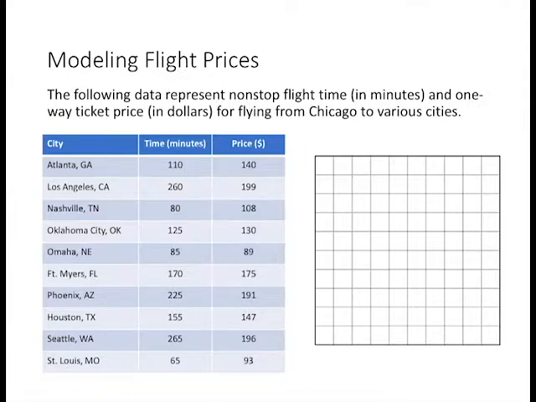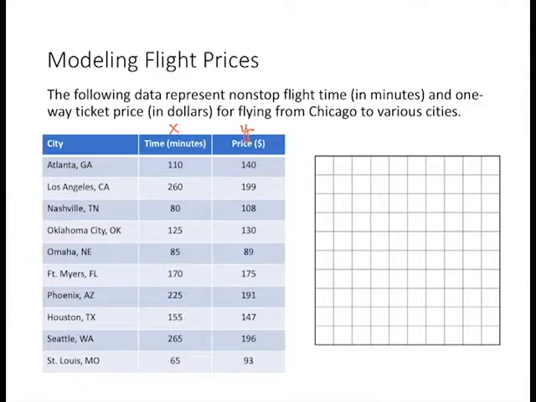So we're given a grid here, and the first thing that we're going to have to do is figure out how to label the axes on this grid so that we can plot our data points. The first thing to realize is that whenever you're given a table of values like this, the first column is going to be the x values that you use, and the second column is going to be the y values.